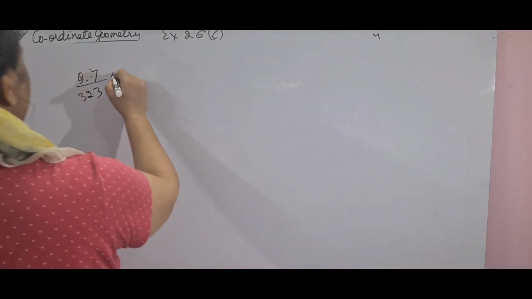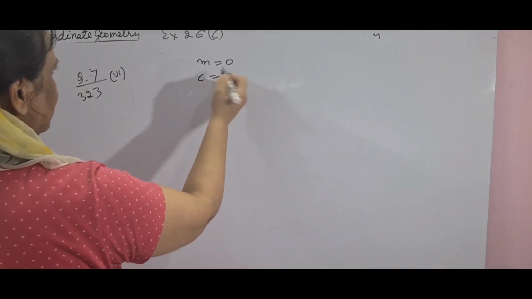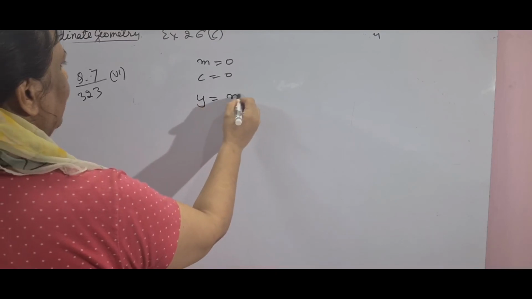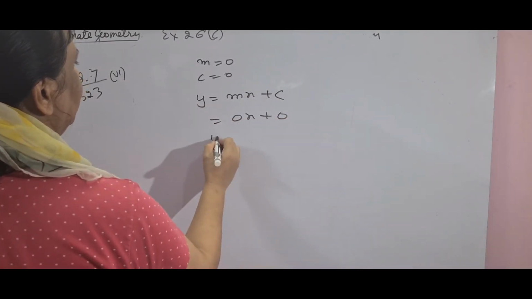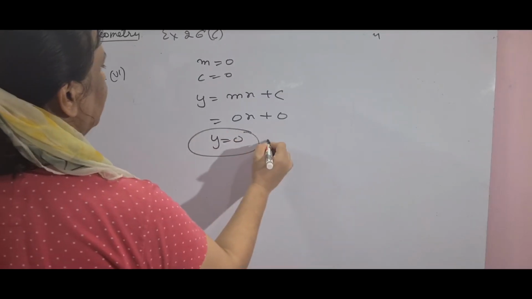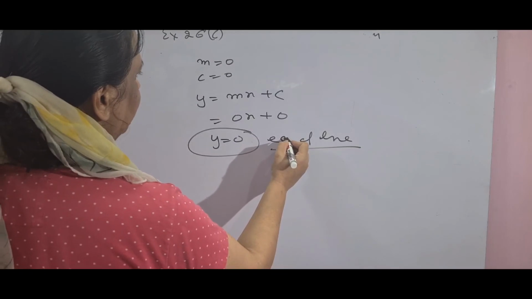It has been given to me that slope is 0 and y-intercept is also 0. No problem. Y is equal to mx plus c, so you will have 0x plus 0. So y is equal to 0, your equation of line. They have asked you to find the equation of line, so this is the equation of line. So I hope you have understood.